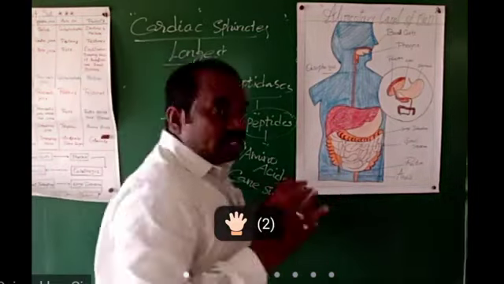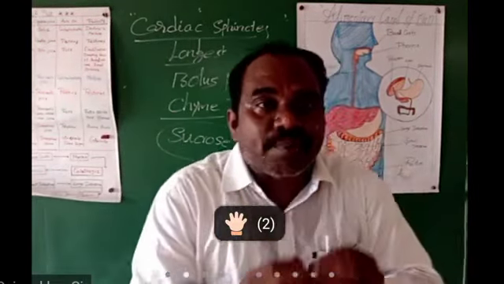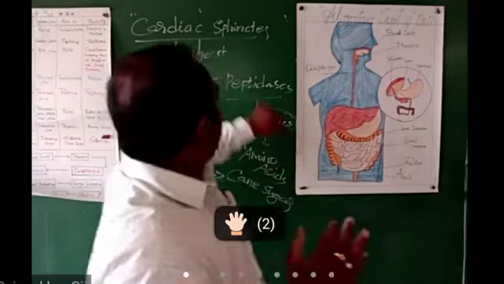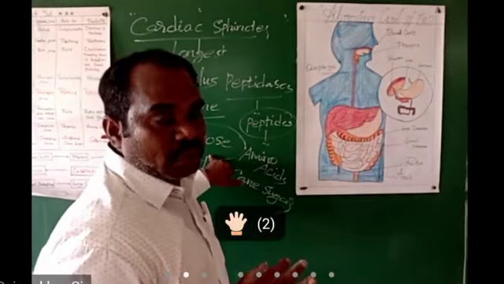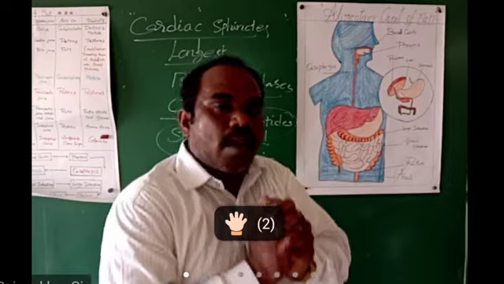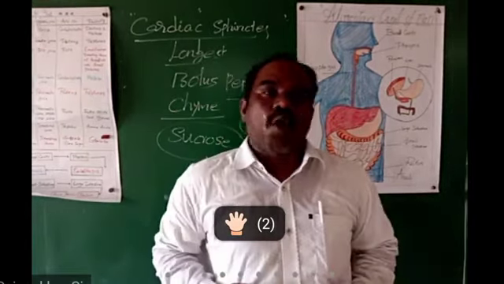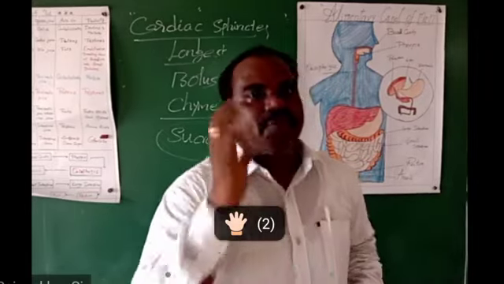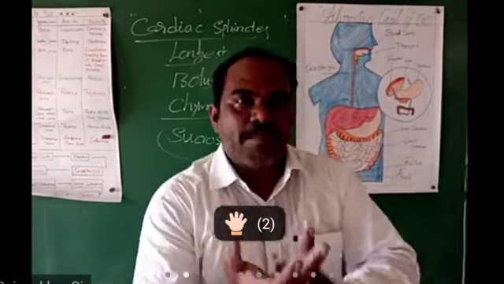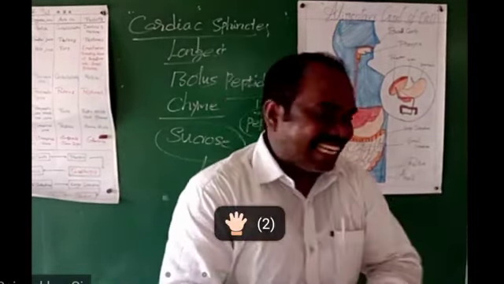These are the enzymes secreted from the small intestine: peptidases and sucrase. All these enzymes are helpful for the complete digestion of the food materials in the small intestine. Three parts of the small intestine: duodenum, jejunum, and ileum.